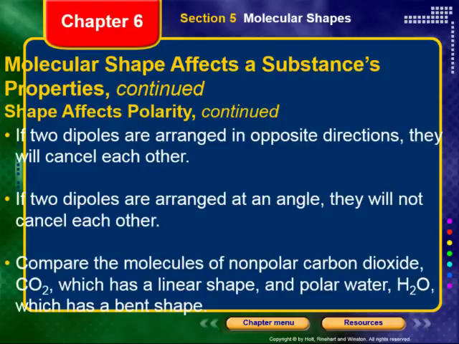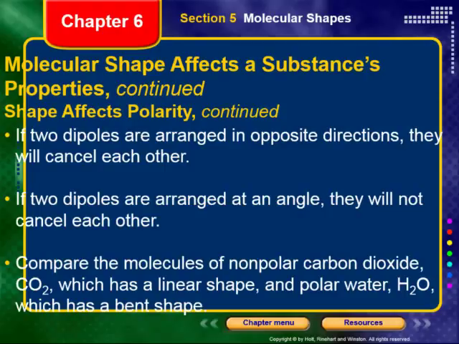Now, the reason that this is the case: if 2 dipoles, okay, di referring to 2, poles referring to, a partial positive over here, partial positive over there, 2 ends of something. If 2 dipoles are arranged in opposite directions, they will cancel each other out, and we'll show that to you on the next slides. Don't worry. If 2 dipoles are arranged at an angle, so they're not in opposite directions, they will not cancel out. And so on the next slide, we're going to compare carbon dioxide, which is nonpolar because the dipoles are arranged in opposite directions, therefore they cancel out.